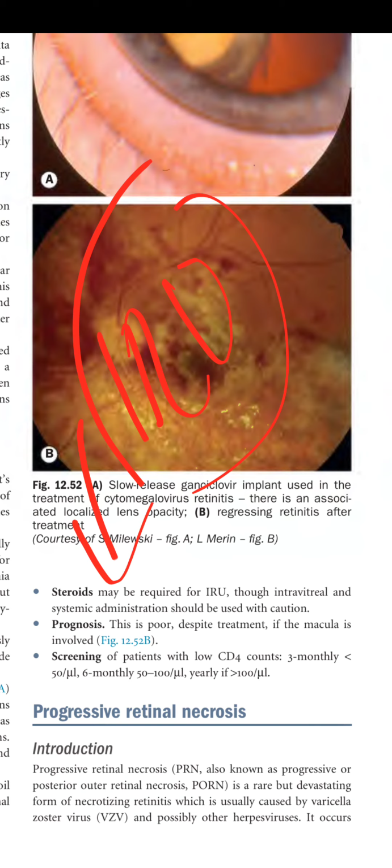Prognosis is poor despite treatment if the macula is involved. Screening of patients with low CD4 count: 3 monthly if less than 50 per microliter, 6 monthly for 50 to 100, and yearly if greater than 100.